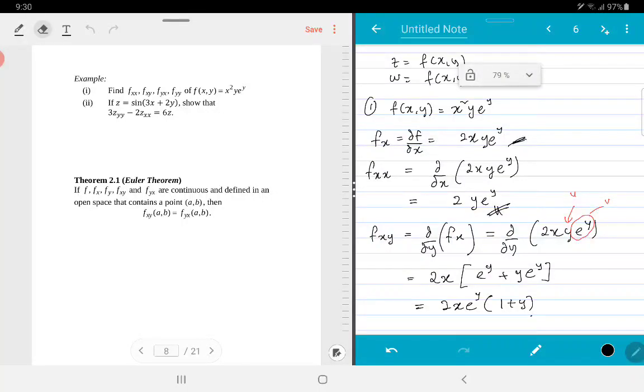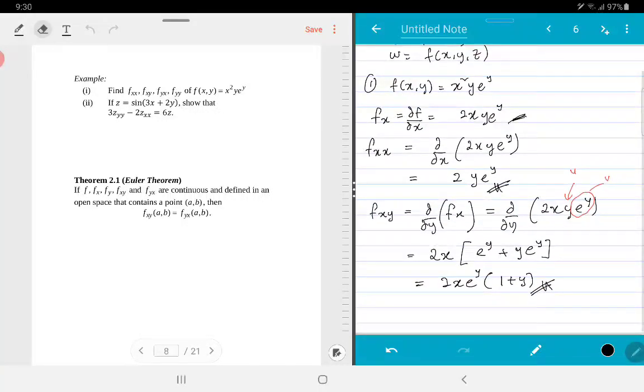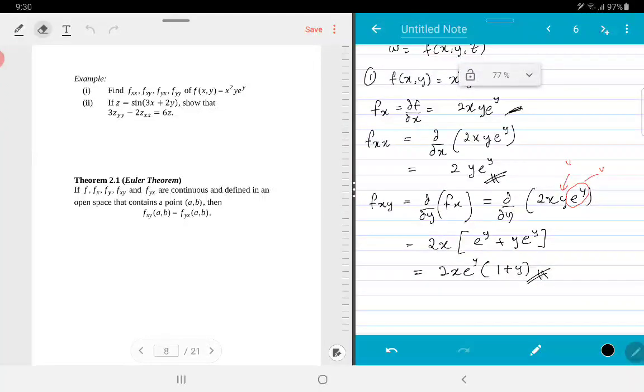So this is fxy, the second order partial derivative. Next we want to find fyx. In order for us to find fyx, we need to find fy first, which you can write as partial f partial y. So what we want to do now is differentiate f with respect to y.